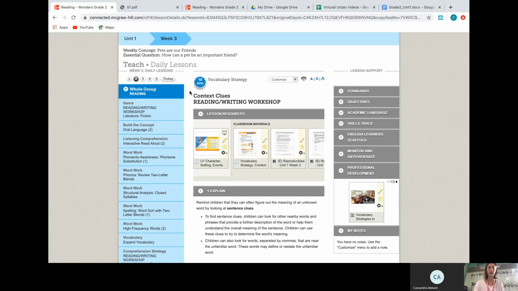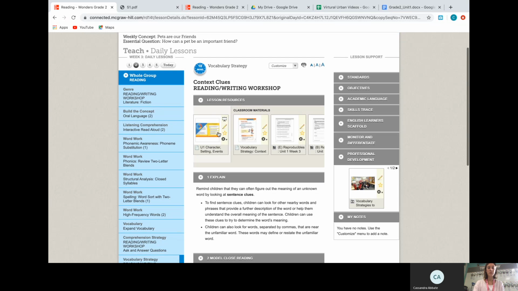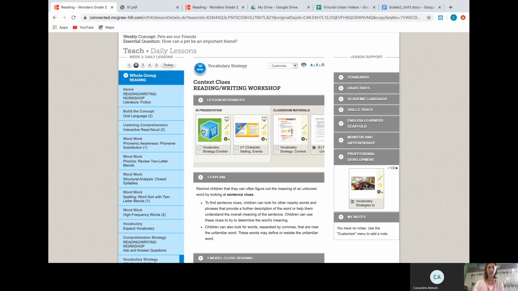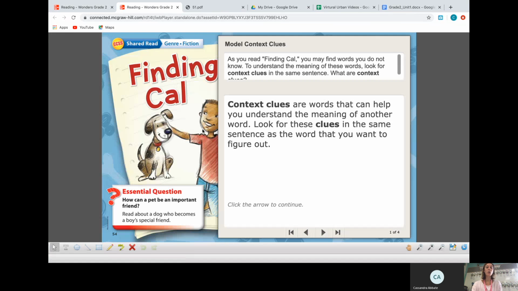Let me go ahead and find it up here. Here we go. All right, so context clues. Context clues are words that can help you understand the meaning of another word. Look for these clues in the same sentence as the word that you want to figure out.